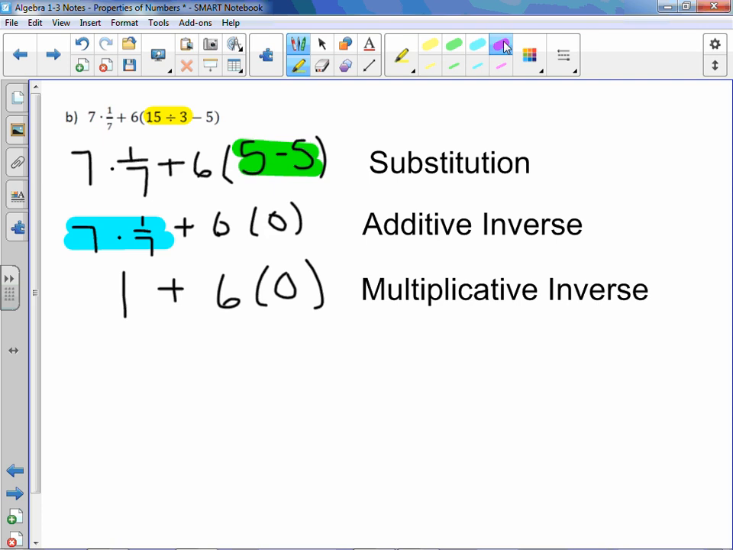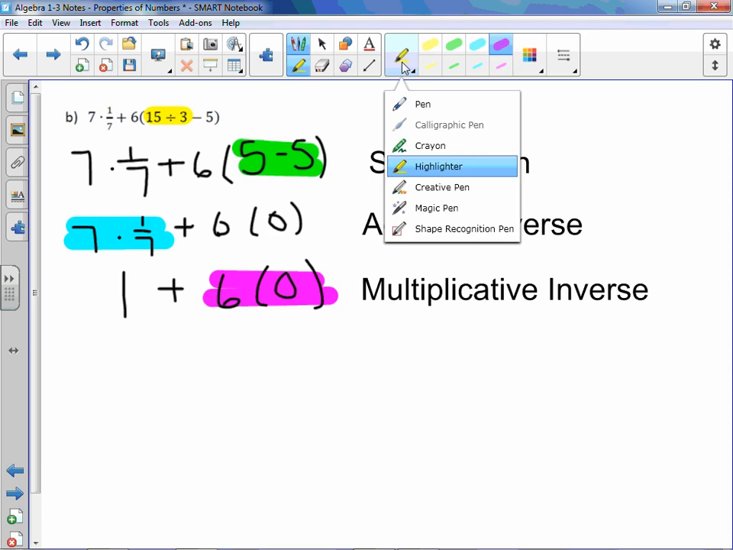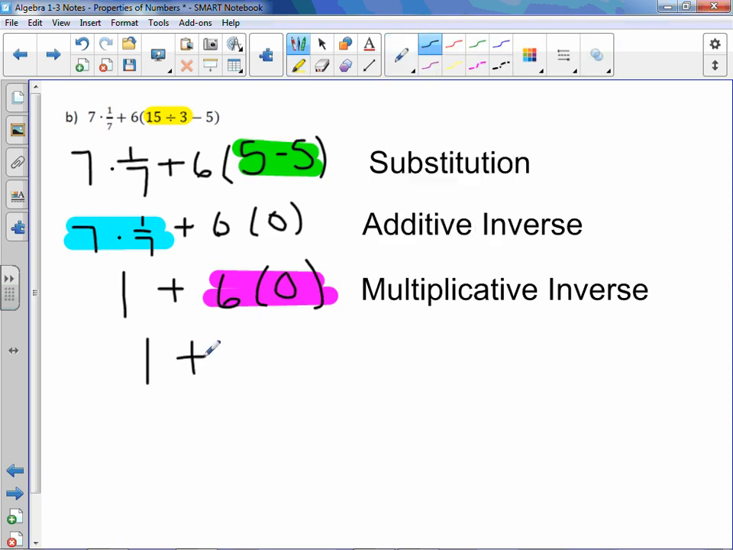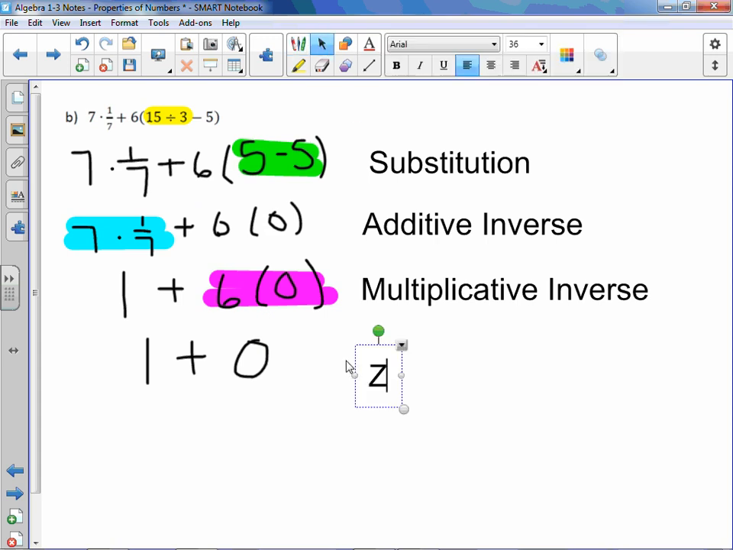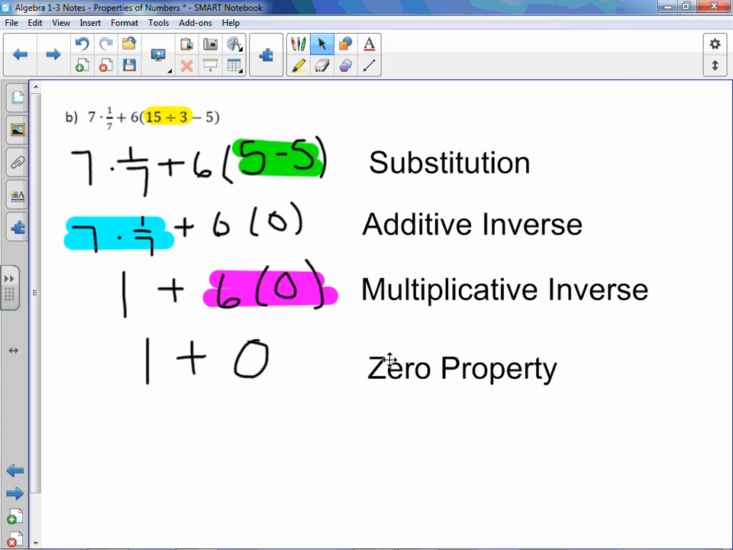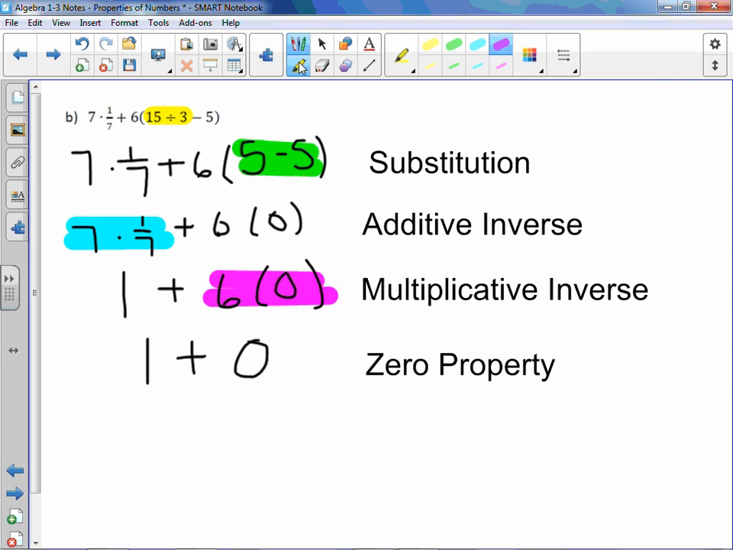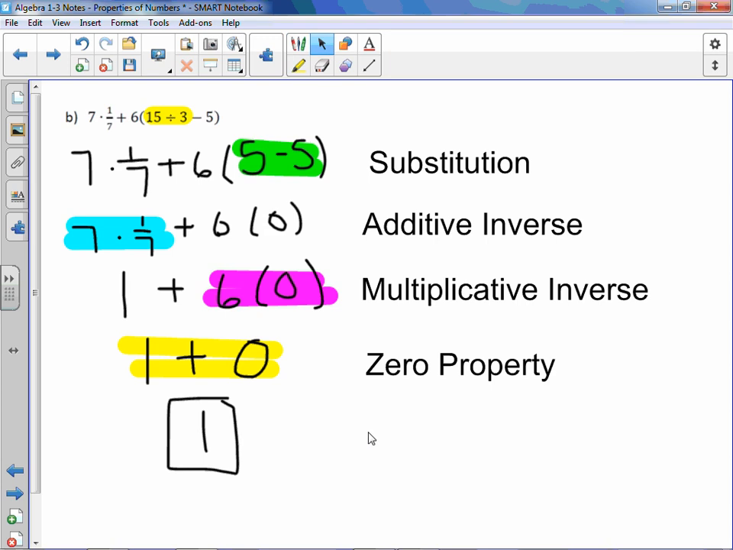Next, we have more multiplication. 6 times 0. 6 times 0 is 0. So 1 plus 0. And 6 times 0 represents the 0 property. Lastly, we have 1 plus 0, which is 1. And there we used our additive identity.